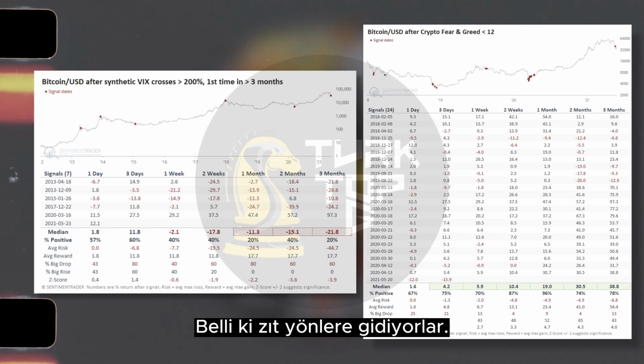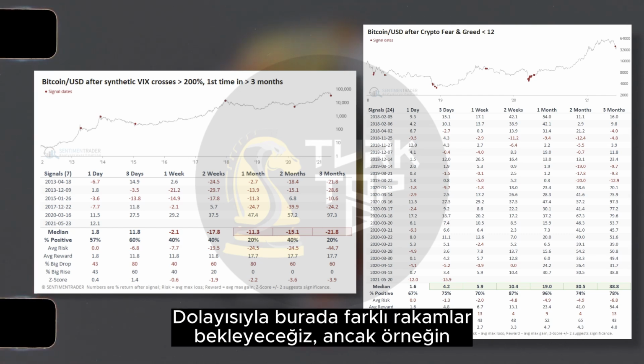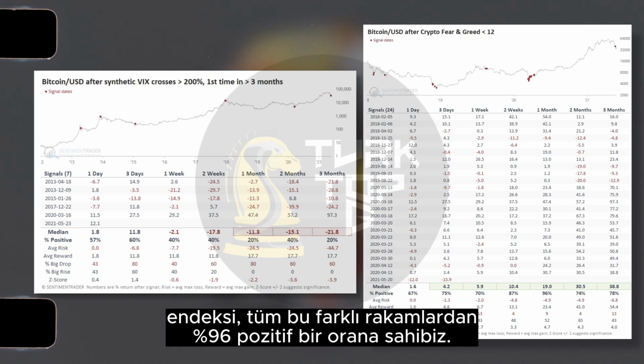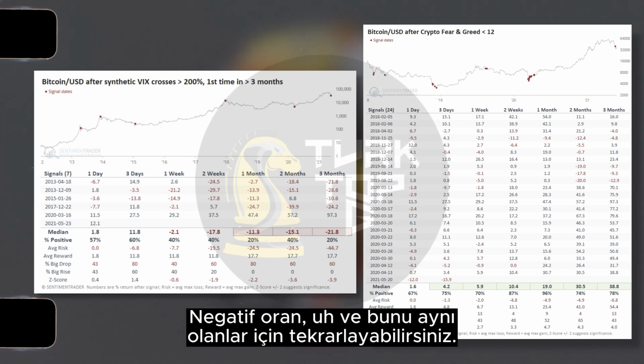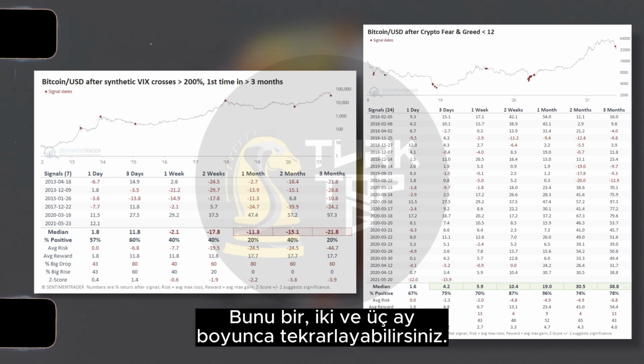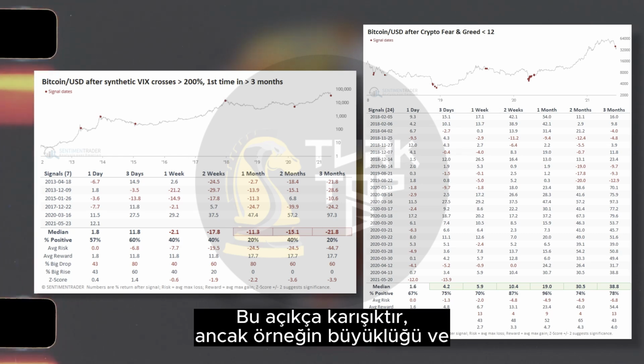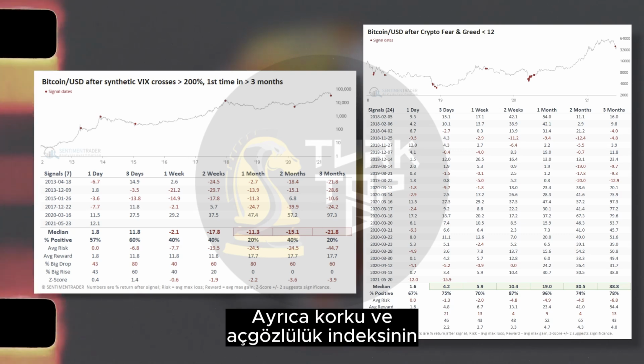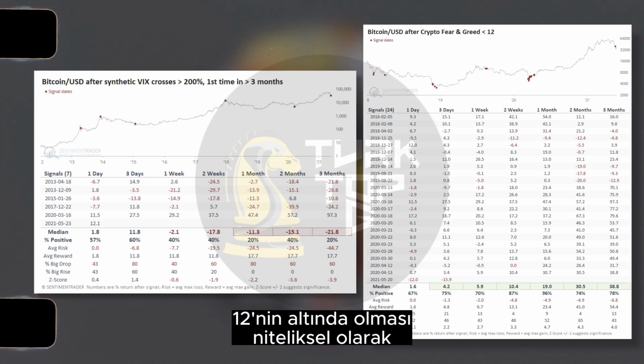Percent positive, obviously they're going in opposite directions, so we're going to expect different numbers here. But you can see, for example, in the 1 month time horizon for the fear and greed index, we have a 96% positive ratio out of all these different numbers. Whereas for the 1 month, we have a 20% positive ratio, which would be the equivalent to an 80% negative ratio. And you can repeat this for 1, 2, and 3 months. This is mixed, obviously, but for the size of the sample and for the magnitude, obviously the fear and greed one wins.